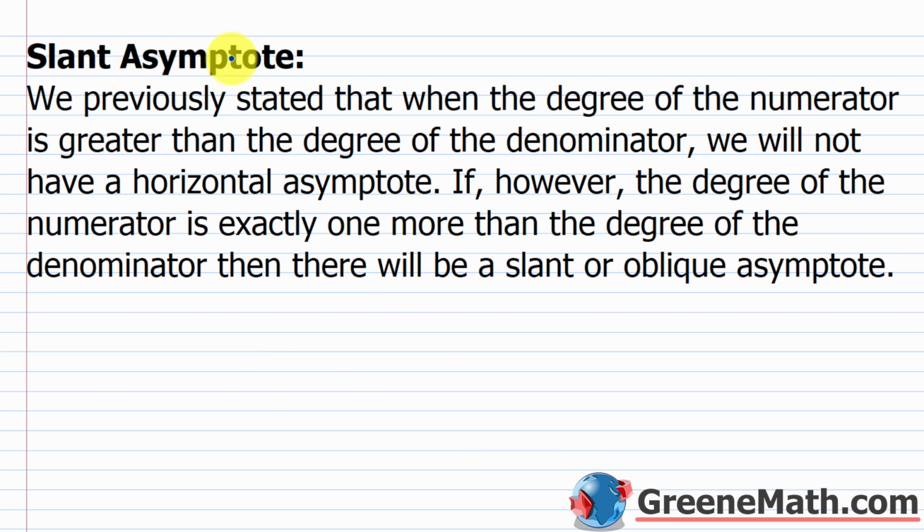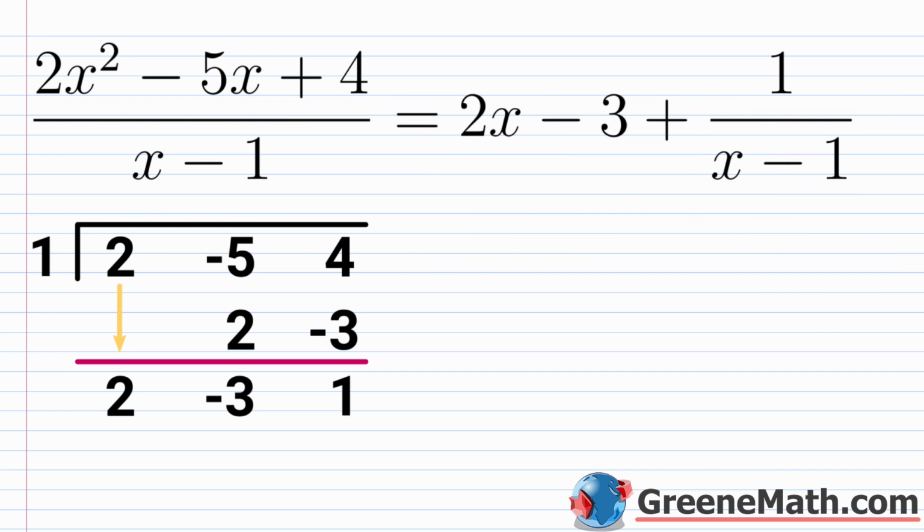So for a slant asymptote, we previously stated that when the degree of the numerator is greater than the degree of the denominator, we will not have a horizontal asymptote. If, however, the degree of the numerator is exactly one more, and that's the case we have here, in our example, the degree of the numerator is 2, the degree of the denominator is 1, then there will be a slant or oblique asymptote. Now, the way you get this in this situation is with some long division.